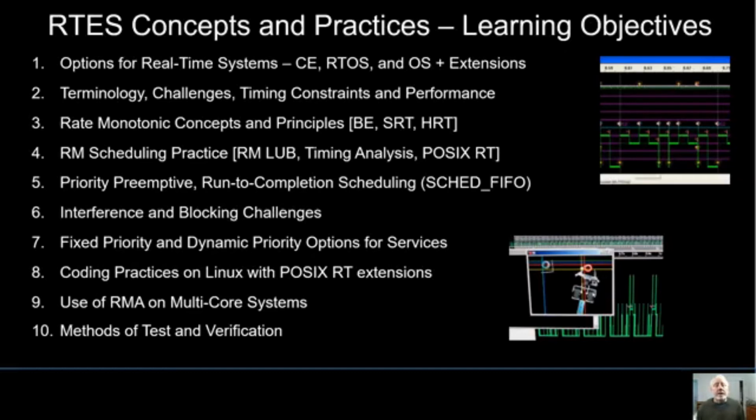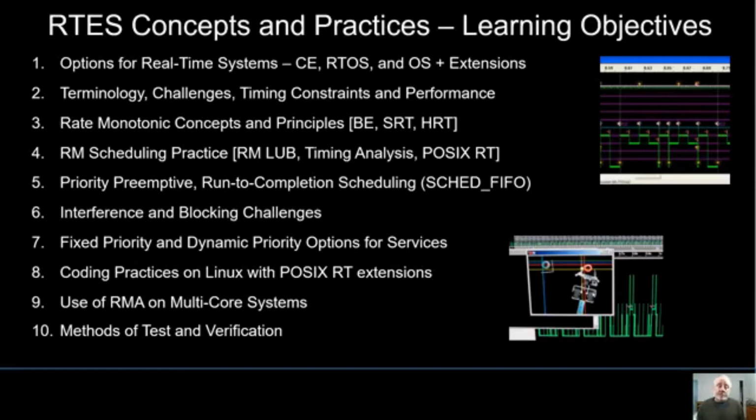You'll learn how to put into practice rate monotonic scheduling, make use of the rate monotonic least upper bound, perform timing analysis, and make use of the POSIX real-time extensions for general operating systems. Found in quite a few operating systems, including FreeBSD, Linux, Oracle Solaris.